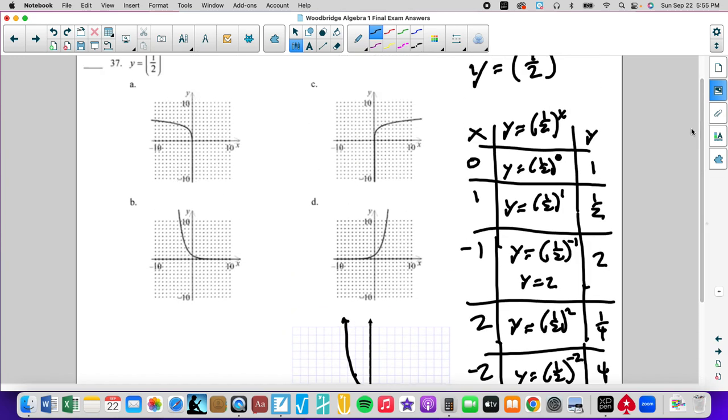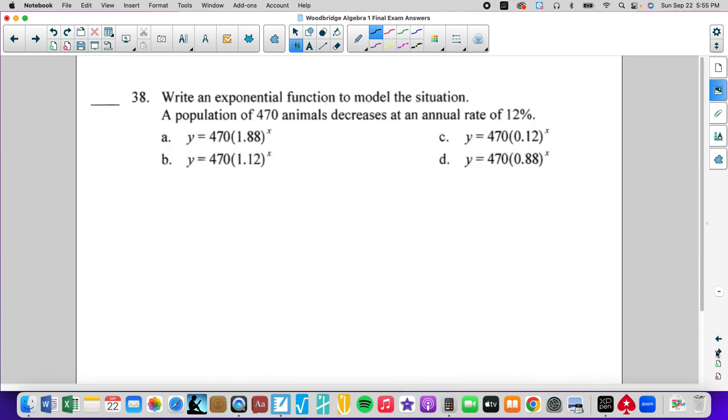So now can I decipher? Well, I know it's not A. I know it's not C. Oh, it's B. Super easy. That looks like my shape. So that's a nice way of doing that problem, by plotting a couple points, plugging in a couple x values, finding out what the y values are, and graphing it. Number 38, write an exponential function to model the situation.